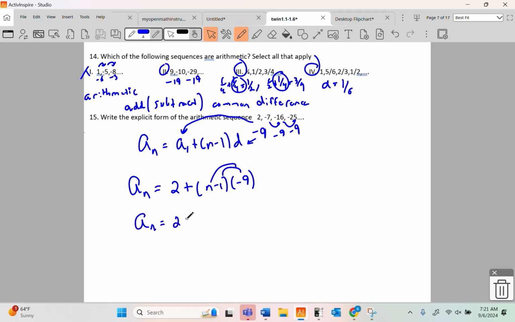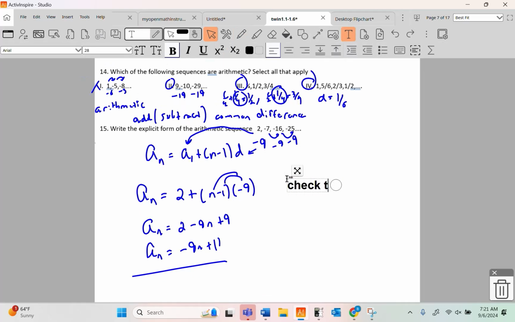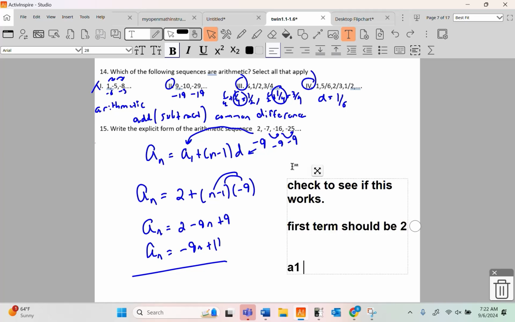We distribute the -9, we get -9n plus 9. And then we combine like terms. We have a -9n plus 11. I'm just going to make sure what I wrote works. Okay. And that's worth talking about because it's a good standardized test skill. I'm going to check to see if this works. The first term should be 2. So let's plug in 1. It is. Probably works. All right.